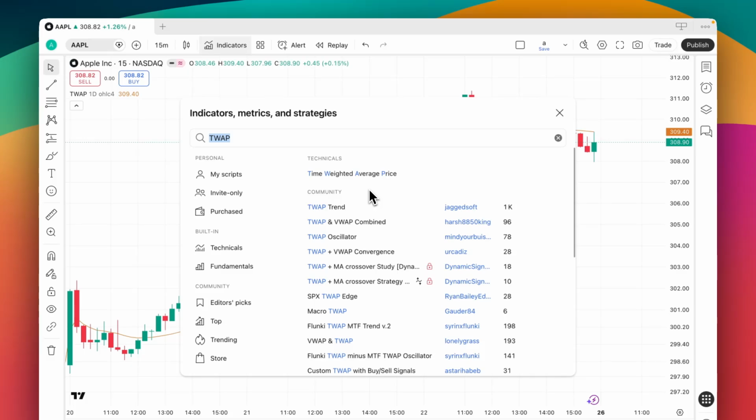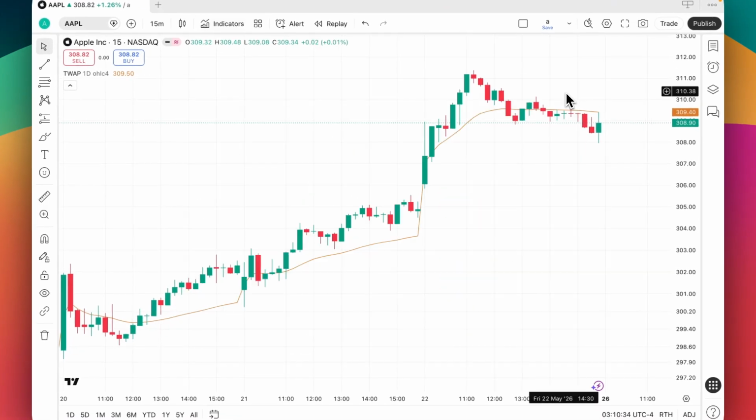Now, type in TWAP, then click on time weighted average price. A line will appear on your chart. This is the TWAP line. It calculates the average price across every bar in the session equally, regardless of how much volume traded at each price, and it resets at the start of each new session, just like the standard VWAP.